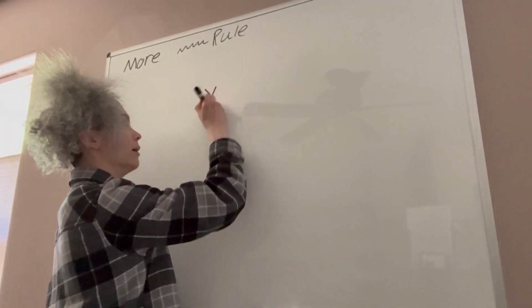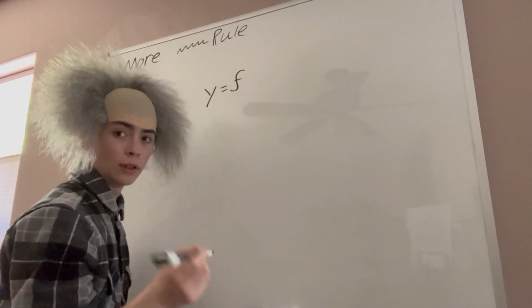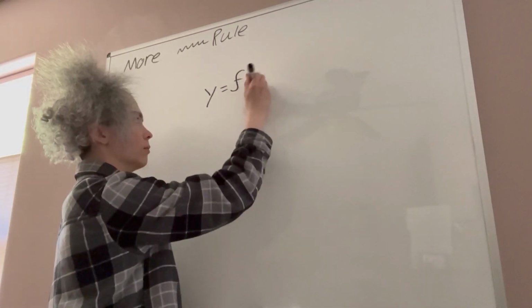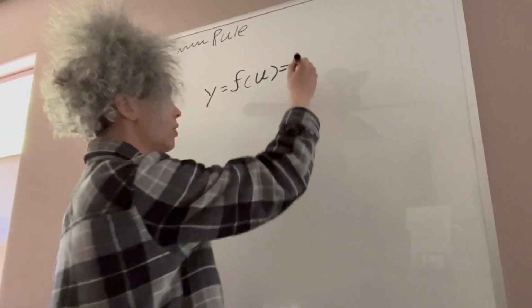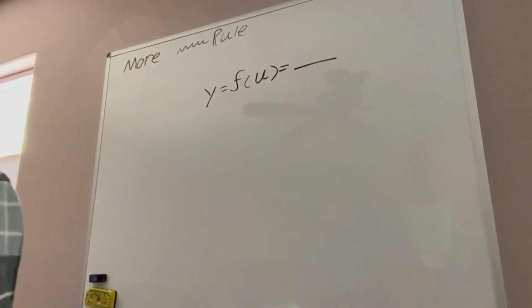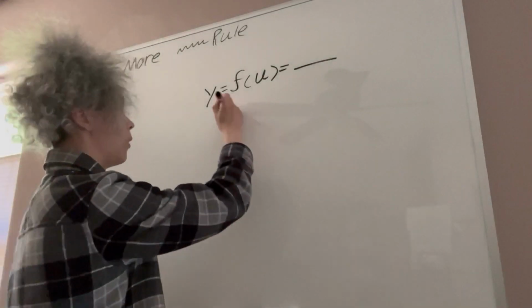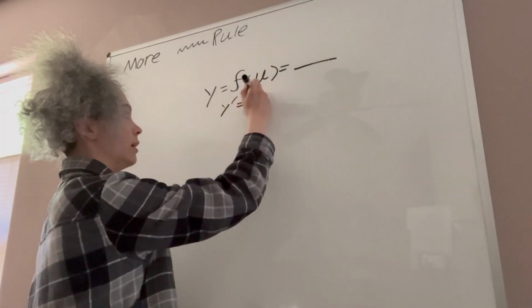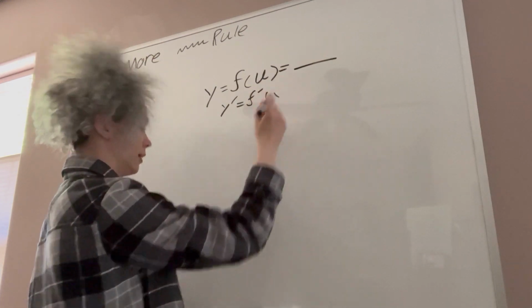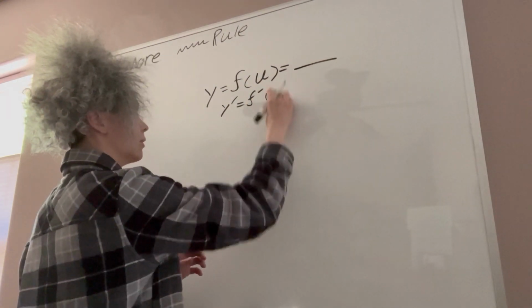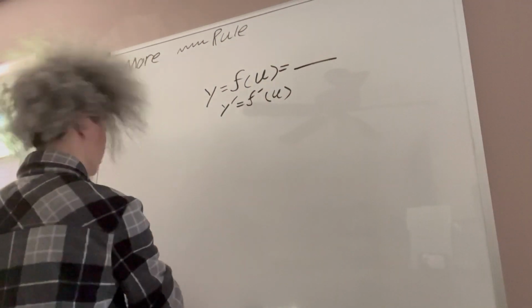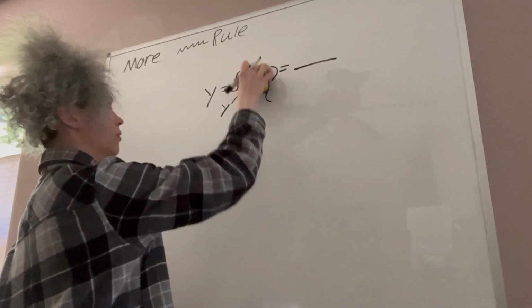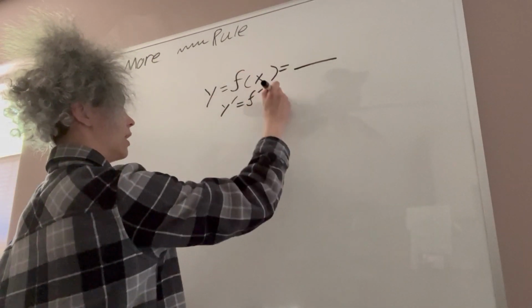So let's say you have a function, y, which is equal to f of u, and that's equal to just some stuff. Now y prime is gonna equal f prime of u. Actually, let's just make this x so that's less confusing: f of x and f prime of x.